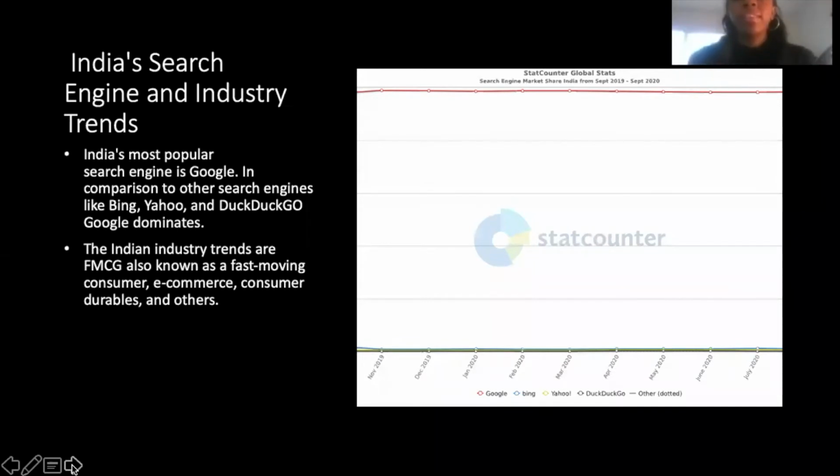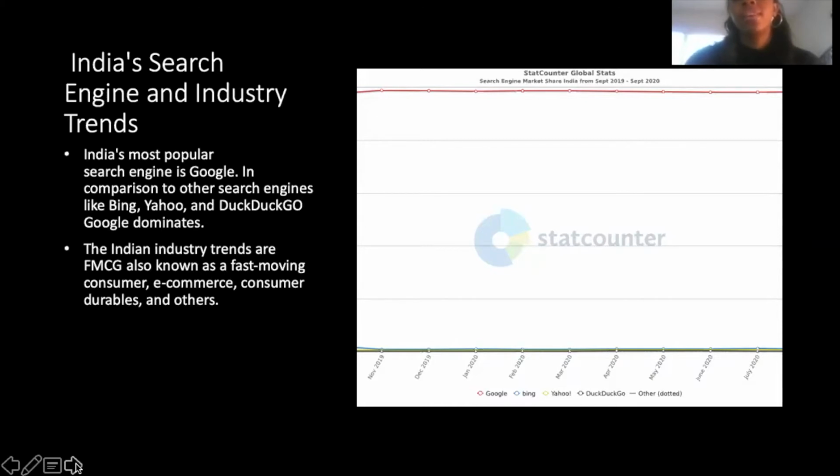Hi, I'm Destiny, and I'll be talking about India's search engines and industry trends. India's most popular search engine is Google, in comparison to other search engines like Bing, Yahoo, and DuckDuckGo that are also used in India. Google dominates them, as you can see on that graph. India does have its own search engine. However, their search engines have faced poor timing, and Google claims an 81% market share in India.